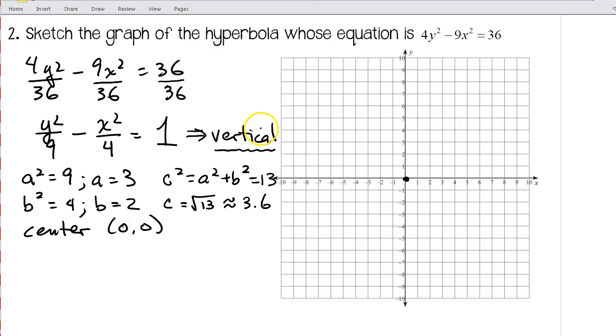And since it opens vertically, I'm going to go up 3 and down 3 to locate my vertices. So up 3 and down 3. So let's label our vertices here. So I've got 0, 3 and 0, negative 3. And then I'm going to use b to get the other sides of my central rectangle. So I'm going to go 2 to the left and the right. So 2, 0, and negative 2, 0. And once I have those 4 points, I'm going to draw my central rectangle. So here's my central rectangle.